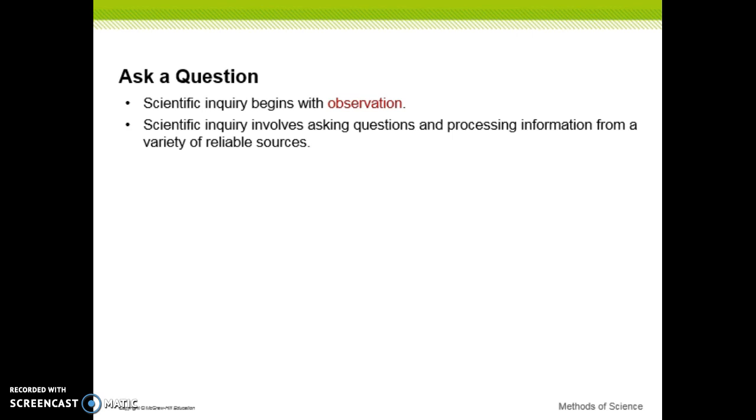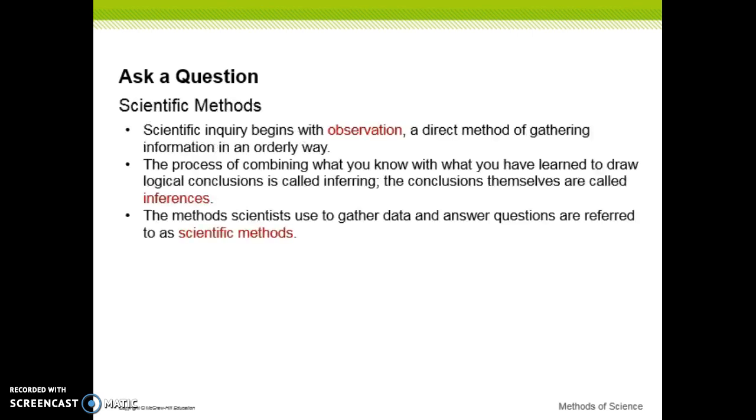Scientific inquiry begins with observation. And scientific inquiry involves asking questions and processing information from a variety of reliable sources. So what is the scientific method? Well, scientific inquiry begins with an observation, a direct method of gathering information in an orderly way. The process of combining what you know with what you have learned to draw logical conclusions is called inferring. The conclusions themselves are called inferences.